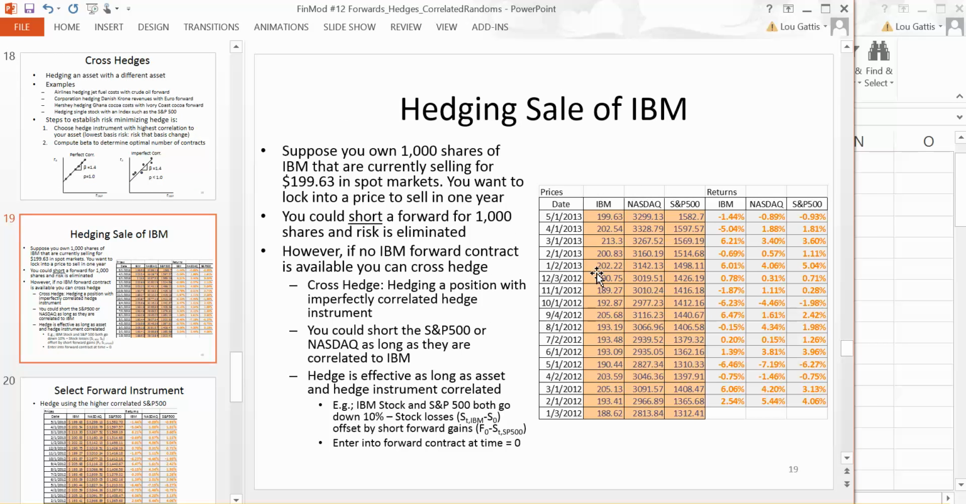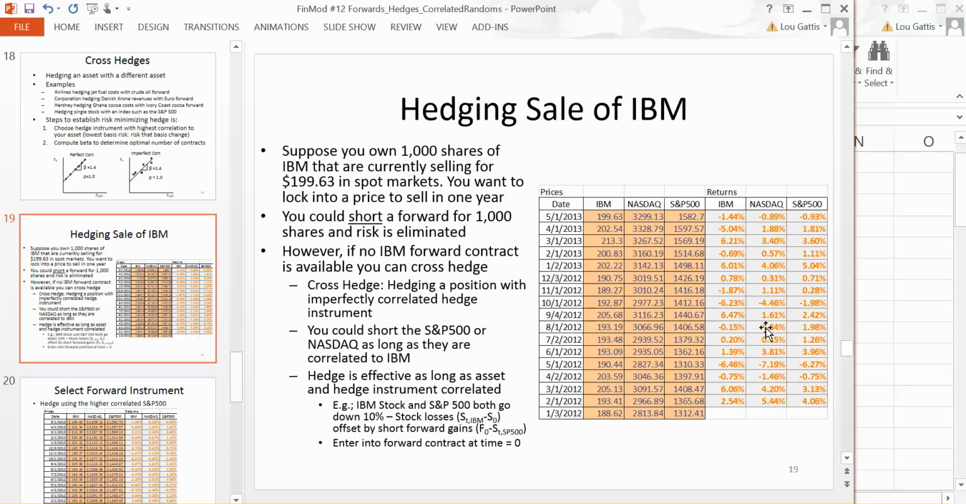So let's just take a look at this example with IBM. Say you own 1,000 shares of IBM, currently selling for $199. So you have $199,000 worth of IBM. You want to hedge your position over the next year and lock into a price to sell IBM. However, the single stock futures aren't available for IBM. What you can do is set up a cross hedge. Say there's NASDAQ and S&P 500 futures contracts or forward contracts. If IBM is highly correlated to either the NASDAQ or S&P 500, I could hedge my sale of IBM by entering into a contract to sell the NASDAQ or S&P.